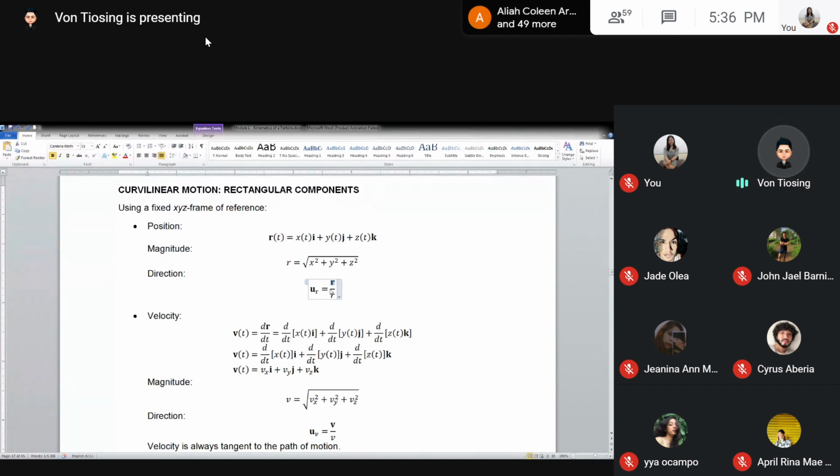Ibig sabihin, yung vector na r, i-divide mo lang siya ng magnitude.